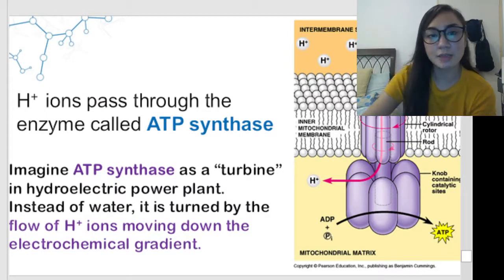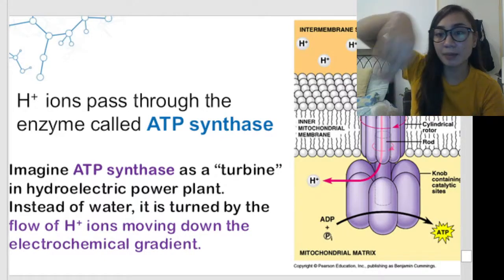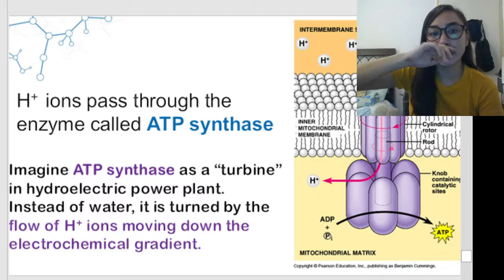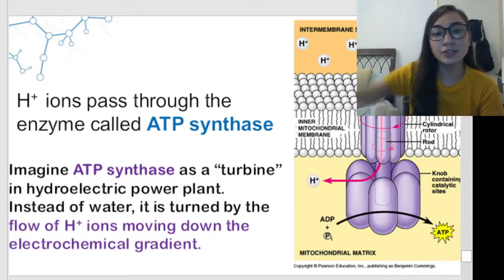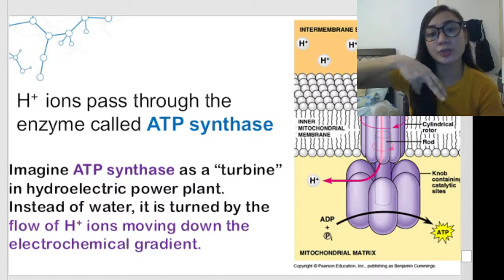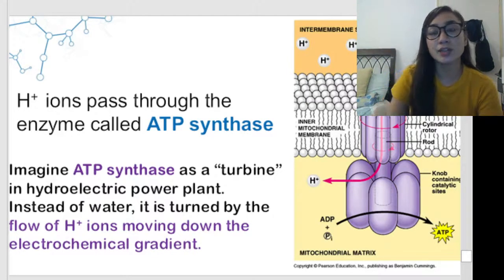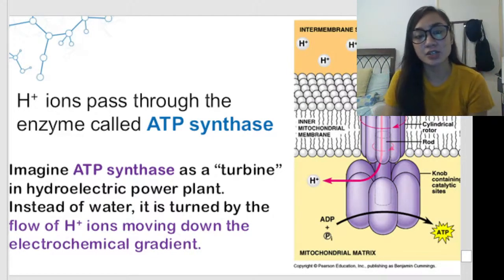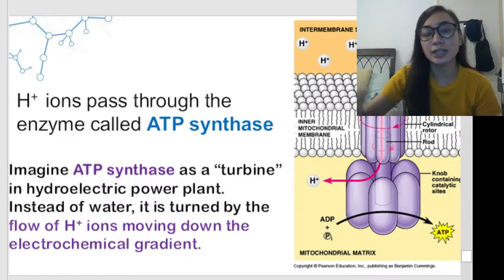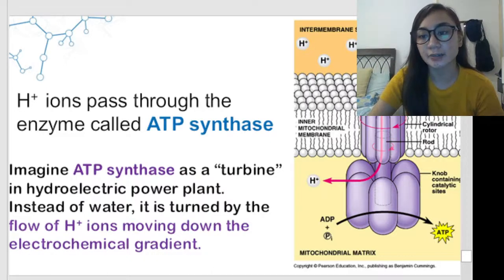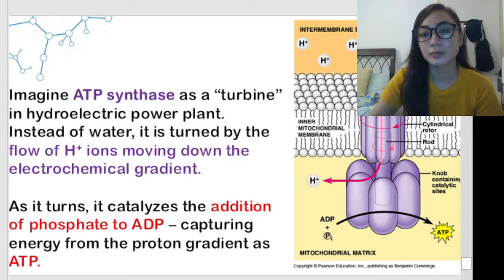And just imagine natin yung ATP synthase natin as turbine. So, yung turbine, di ba, umiikot siya. So, in a hydroelectric power plant, instead of water na nagpapaikot sa ating turbine, it is turned by the flow of hydrogen ions. Kasi positive ion siya. So, kaya niyang i-move yung ating ATP synthase moving down into the electrochemical gradient. So, as it turns, habang umiikot po ito, it catalyzes the addition of phosphate sa ating ADP.